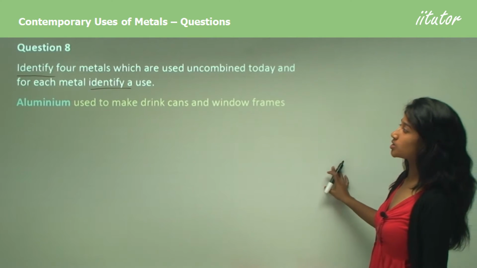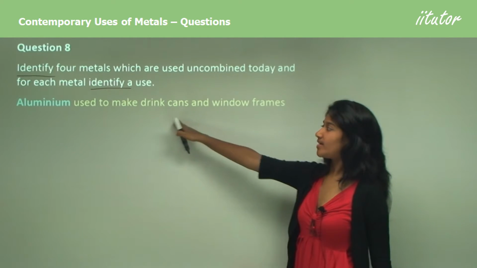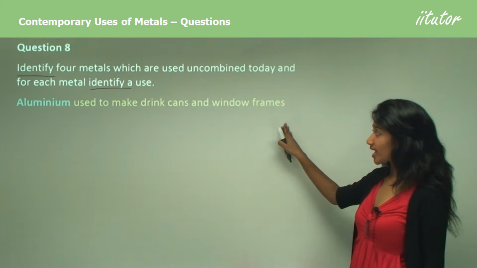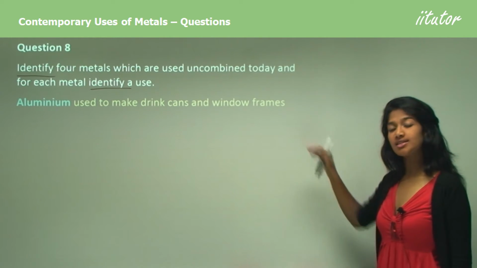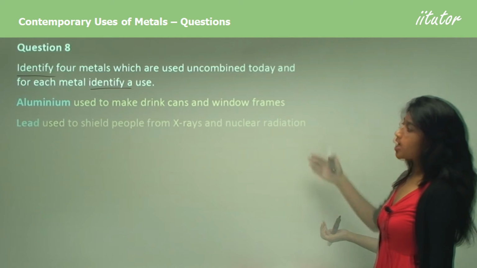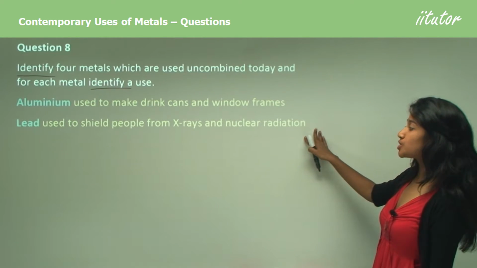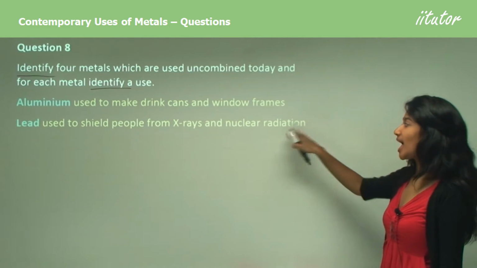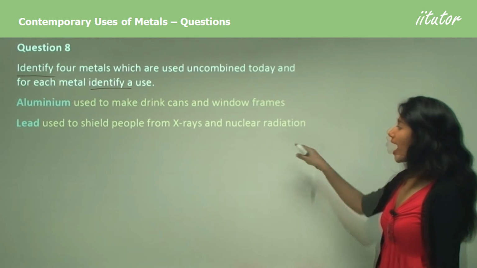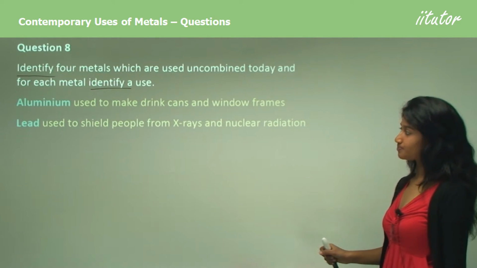So the 4 metals we'll be looking at, first is aluminium. And then they have identified the use, which is drink cans and window frames. And this is mainly because it's lightweight and also corrosion resistant. Then we have the second metal, which is lead. It is used to shield people from X-rays and nuclear radiation. And you learned about how gamma rays are stopped by lead sheets.